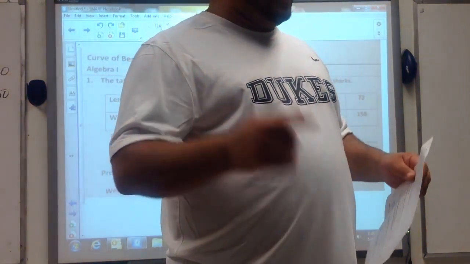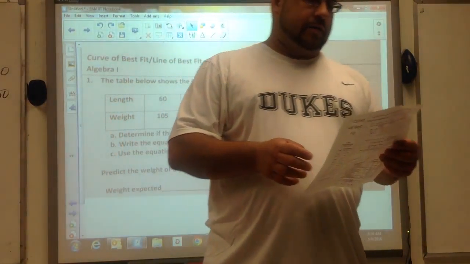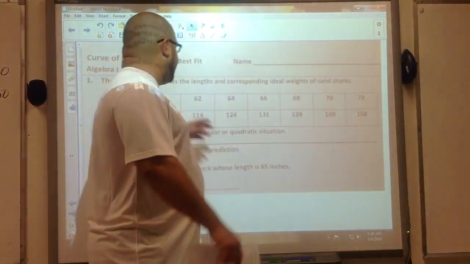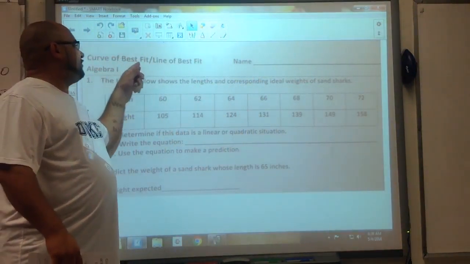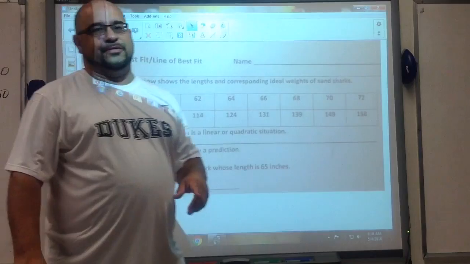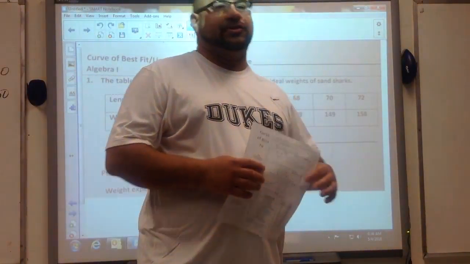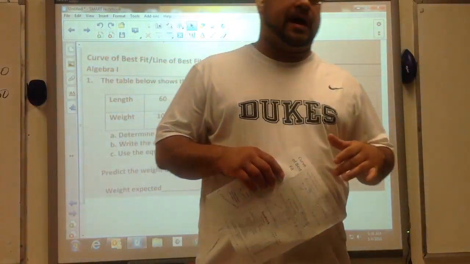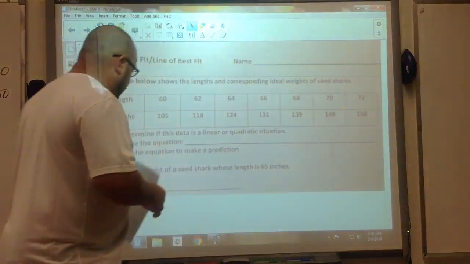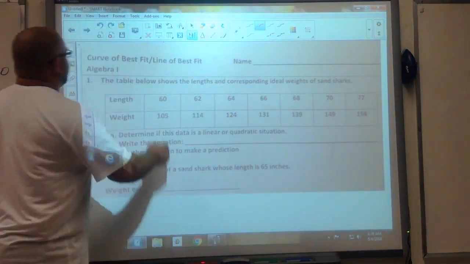Good morning. Now we're on the last page. If you notice on top of your page, it says curve of best fit and line of best fit. You had a taste of this last unit when we talked about quadratic equations. So do me a favor real quick, make a note.